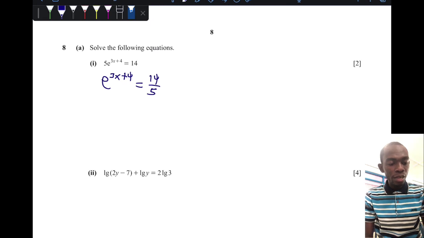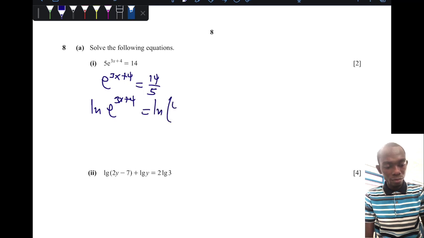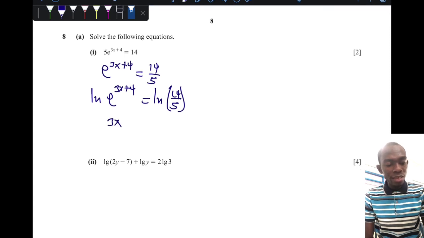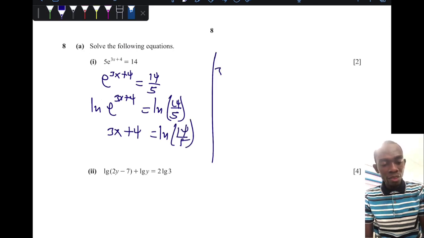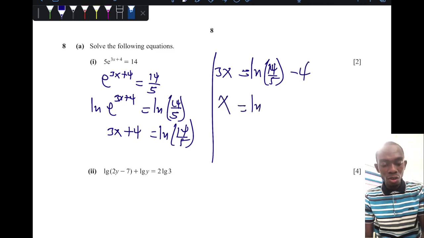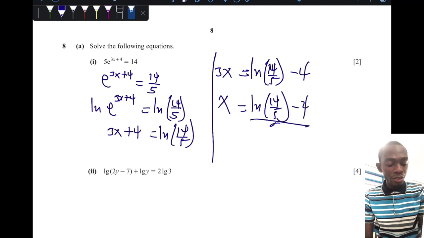Yes, so then we take the natural log of both sides. Good. A number of roots, I think I told you. Well, so we are going to get 3x plus 4 is equal to that 14 over 5. Okay. So 3x will give us the natural log of 14 over 5 minus 4. You divide through by 3, you are going to get natural log of 14 over 5 minus 4 over 3.